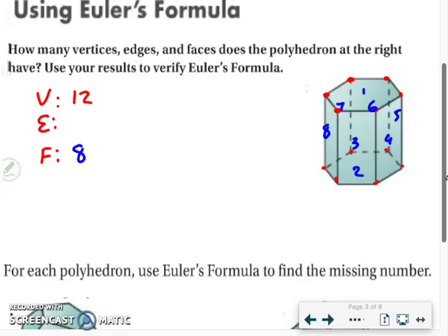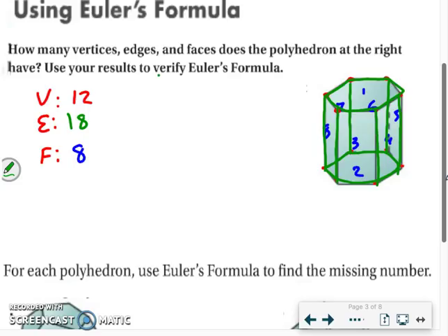And then we have edges. So there's going to be 6 up top. So same 6 on the bottom. That's up to 12. Then we have a line or an edge that's going to connect the top and the bottom 6 times. So 13, 14, 15, 16, 17, 18 edges.